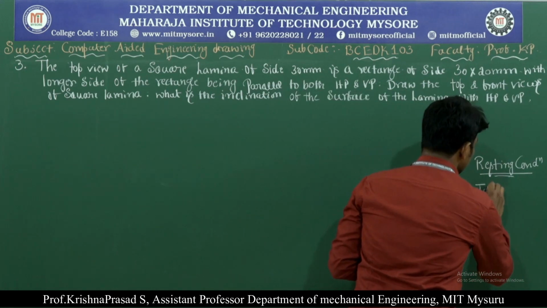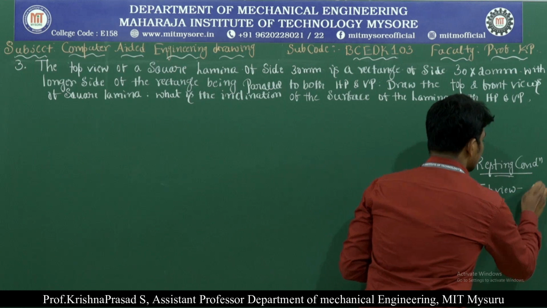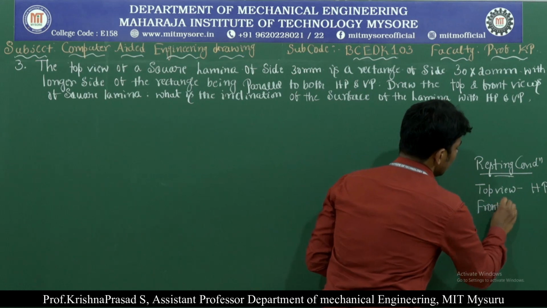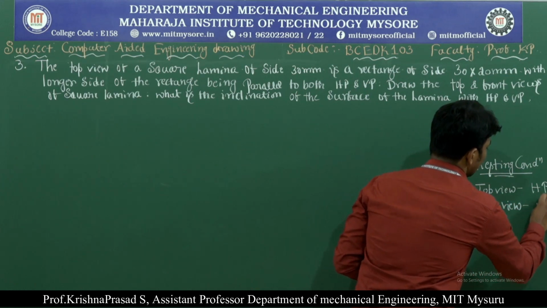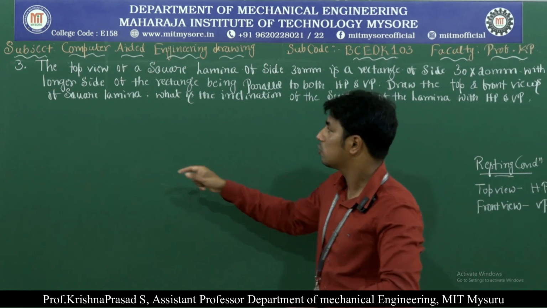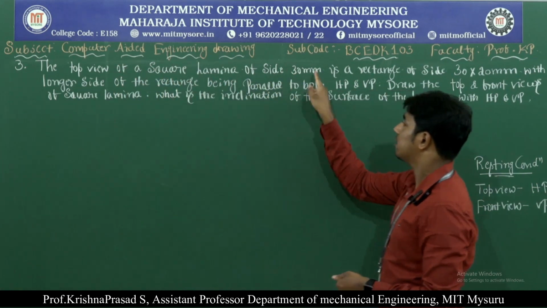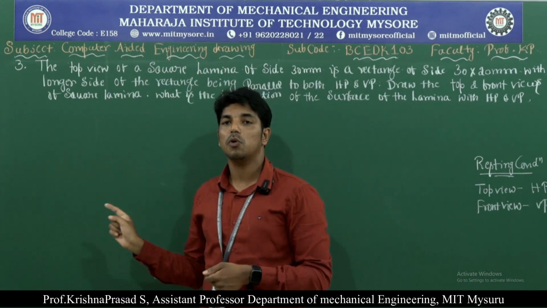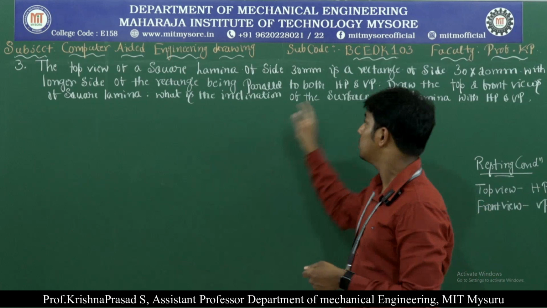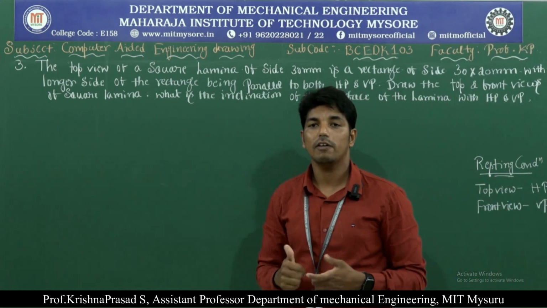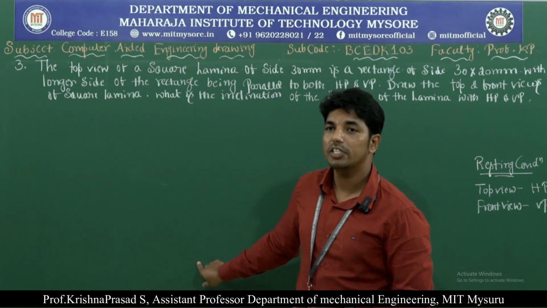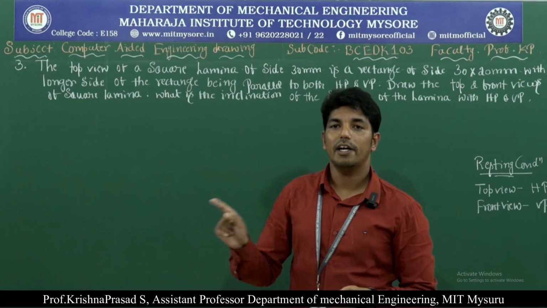If they have given the top view, then we can directly take the resting condition as HP. If they have given the front view, then we can go for VP. So in this problem, the top view of a square lamina of side 30 mm is given. That means the lamina is resting on HP, and whether it is resting on an edge or a corner is very important. Here they have not given any equal inclinations with HP or resting on a corner, so by default we take the resting condition as on HP along with the edge condition.